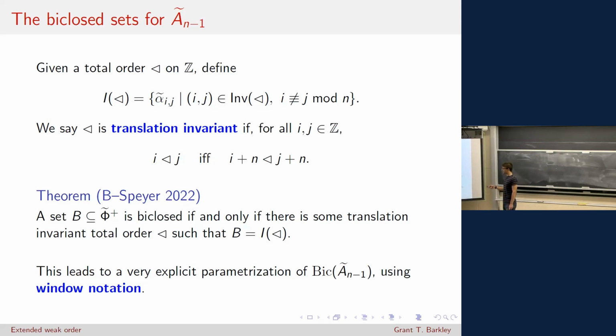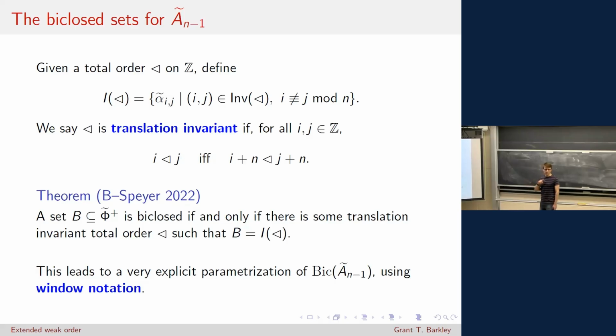They are basically the same thing as the translation invariant total orders, but we do this forgetful operation, which forgets some of the inversions. Okay, and then there's a very explicit way of parameterizing these things using window notation. So these translation invariant total orders.